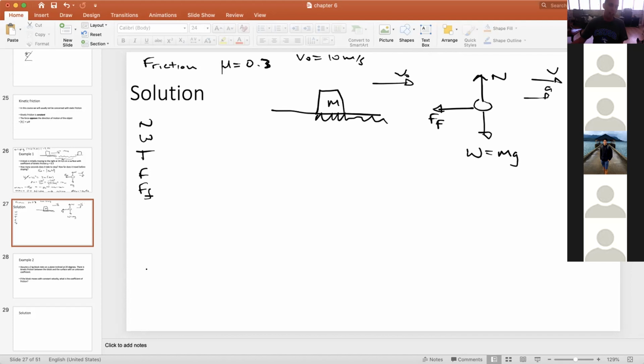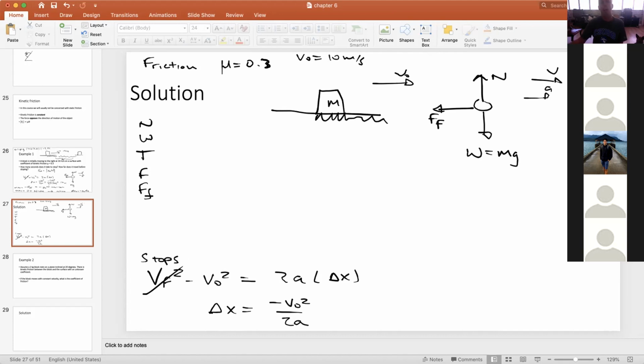Once I find a, I'm going to use it in this equation to find how far it goes before it stops, by finding delta x is negative v naught squared over 2a. The final velocity is 0 because it stops. And from that, I wrote max is negative because a is to the right and the force of friction is to the left, mu n. So here you see why it's always negative. It opposes that. may is 0, can't leave the surface, n minus mg, which gives me that n is mg.